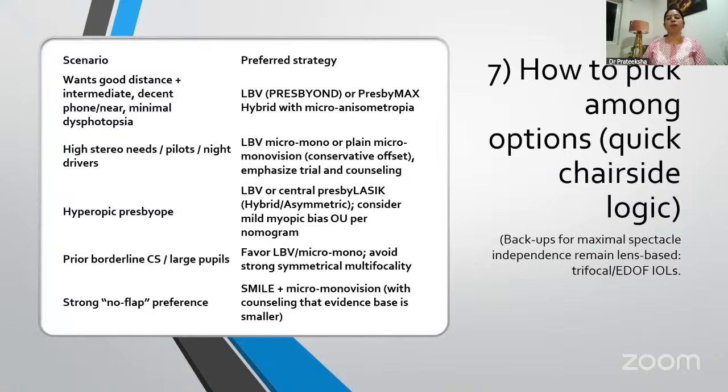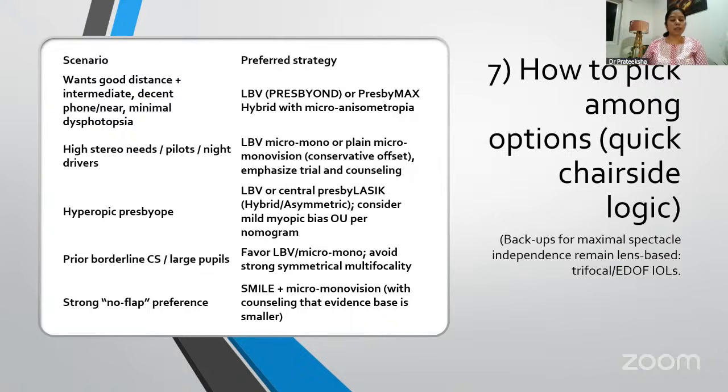So how to pick among the options? Quick chairside logic. The best option for maximal spectacle independence remains lens-based trifocals and EDOF IOLs. If the patient wants good distance, intermediate and a decent near, like phone vision, with minimal dysphotopsia, Presbeyond or Presbymax hybrid with micro and isometropia. High stereo needs, pilots, night vision: LBV micro-mono or plano micro-monovision, conservative offsets, emphasizing trial and counseling. Hyperopic presbyope, LBV or central presby LASIK, consider mild myopic bias per nomogram.